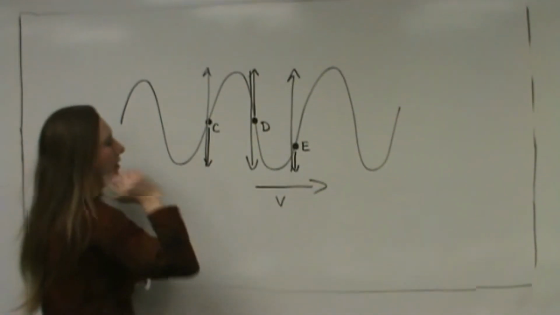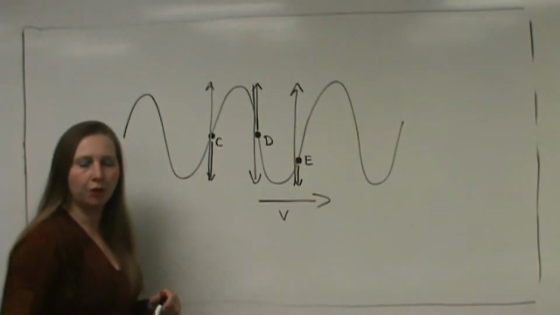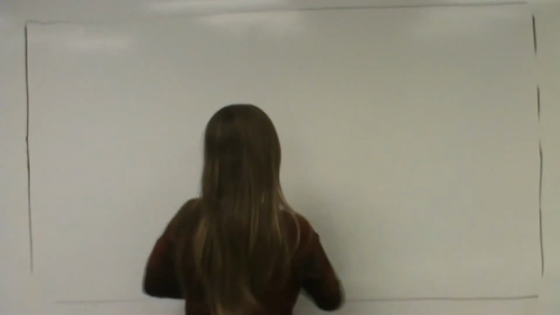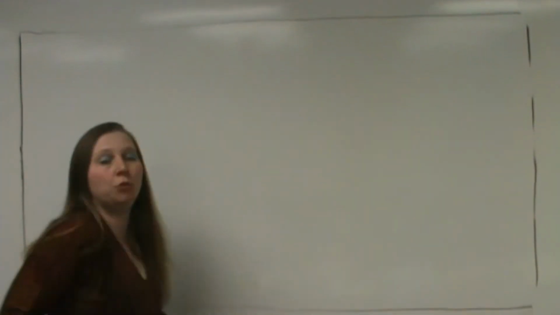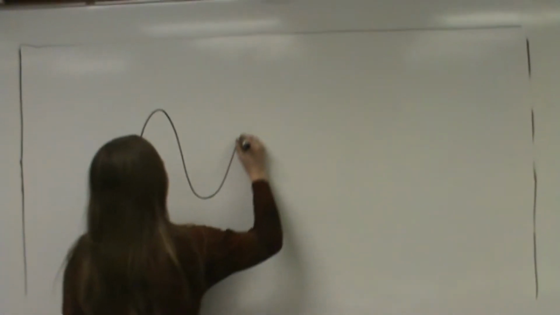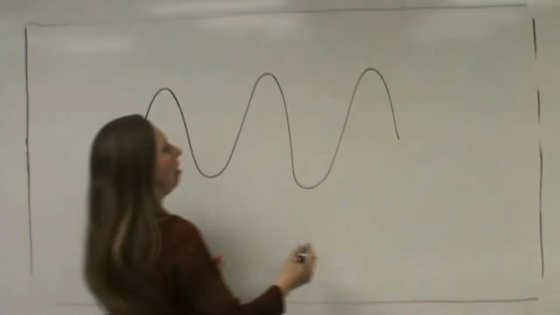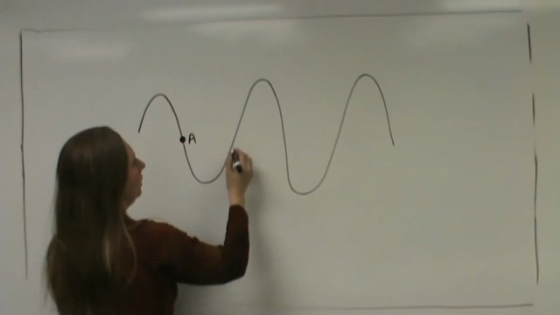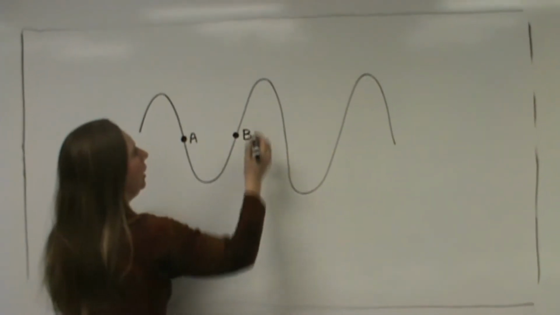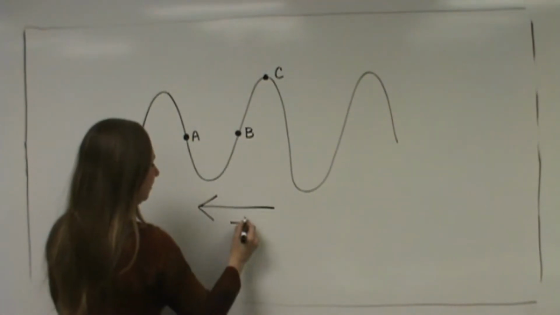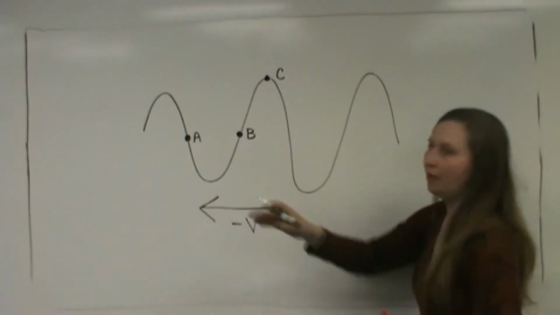Now, just one other little point here. What if the wave was traveling to the left? Which is obviously quite possible. So here's another wave. We'll put point A here, we'll put point B here, and we'll put point C here. And we'll say that this wave is traveling to the left. That's a negative velocity. Well, going by the handy little rule that I told you, if the wave is traveling that way, simply move your finger backwards to see how the point moves.